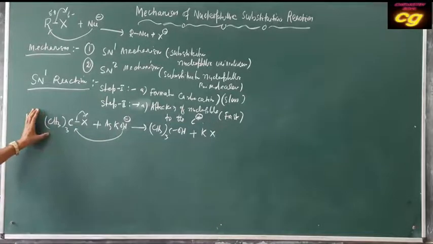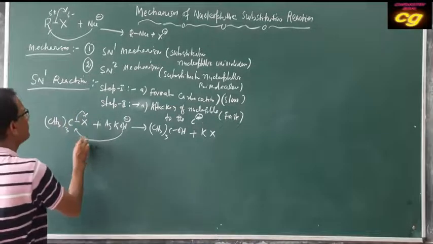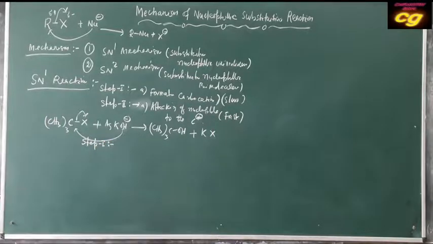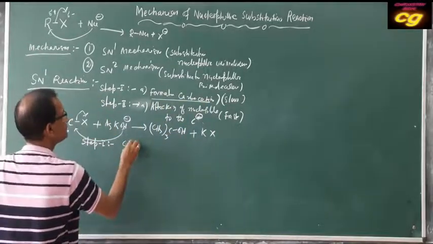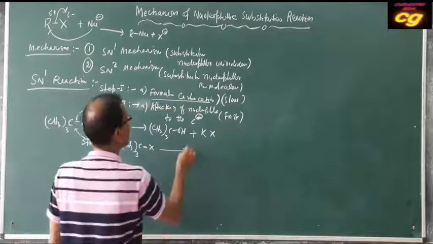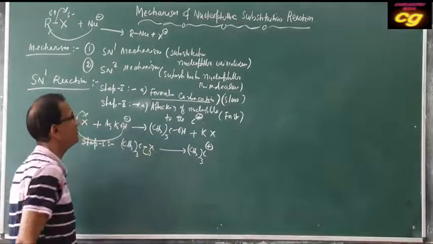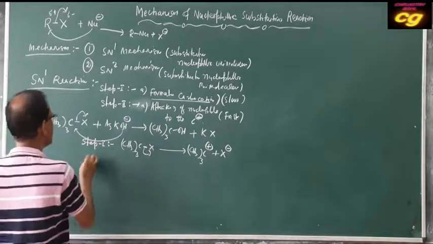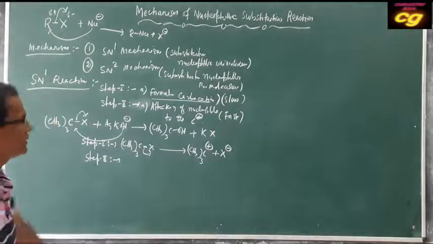But what is the mechanism? If you discuss this compound in the SN1 mechanism, what is step 1? Step 1 will be the formation of carbocation. So you have to take the substrate. This is the substrate. The first step is conversion to carbocation. Always the first step is formation of carbocation, breaking of this bond, producing X minus. Then step two is the attacking of the carbocation.